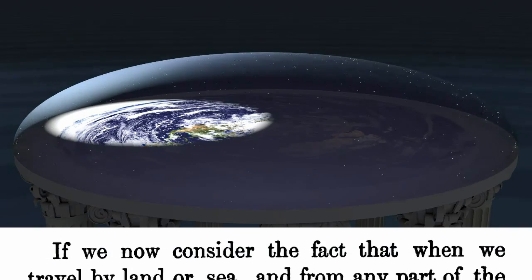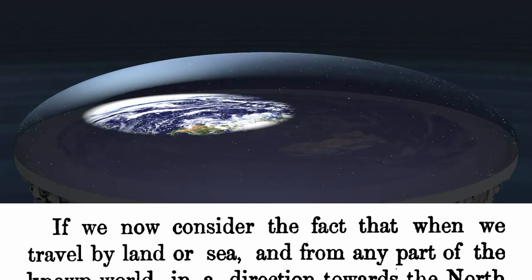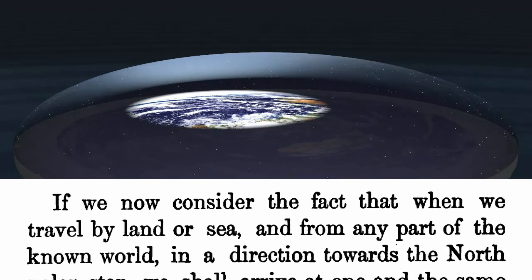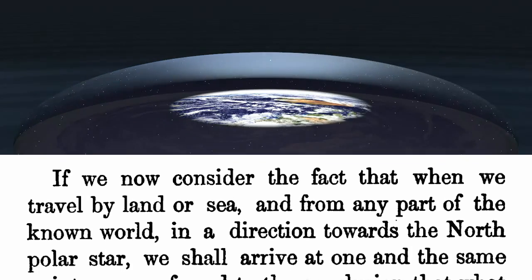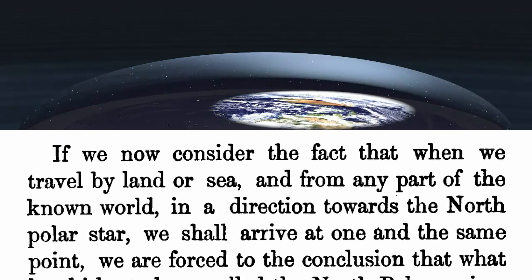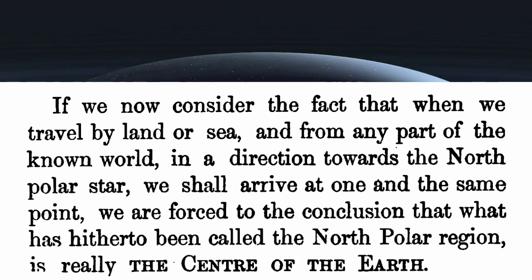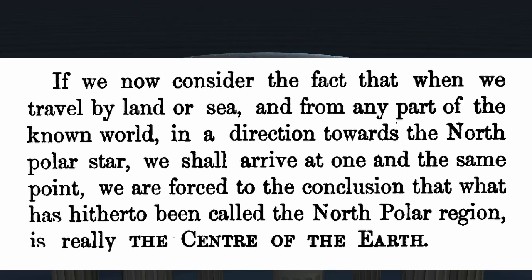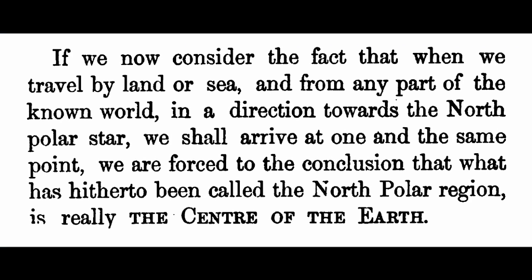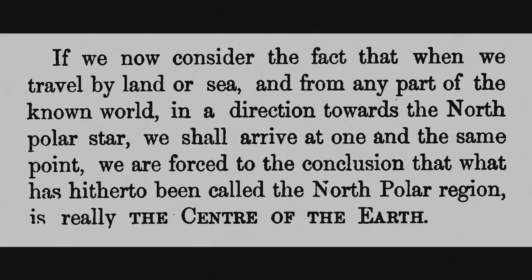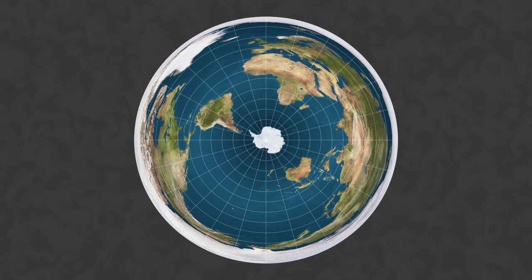If we now consider the fact that when we travel by land or sea from any part of the known world in a direction towards the North Polar Star, we shall arrive at one and the same point, we are forced to the conclusion that what has hitherto been called the North Polar region is really the centre of the Earth. It's also a fact that if you travel toward the south from any part of the known world, you will likewise arrive at one and the same point, that being the South Pole, and that would make this map the true layout instead, according to Robotham, but that didn't suit his narrative, so he left that bit out.